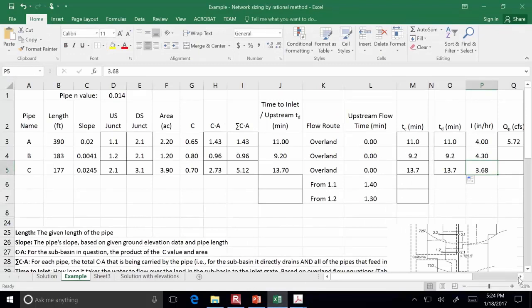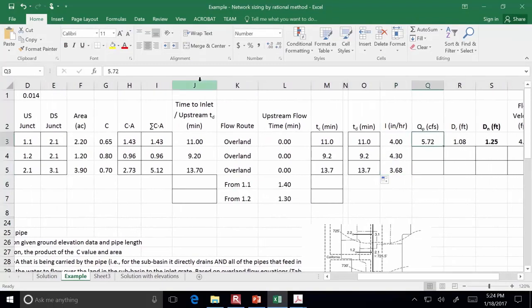Okay. Now the Q, this is where we're using Q equals CIA. And so we should have Q equals, the C and the A are together here, so you can just click on that sum of CA and then multiply it by the intensity.